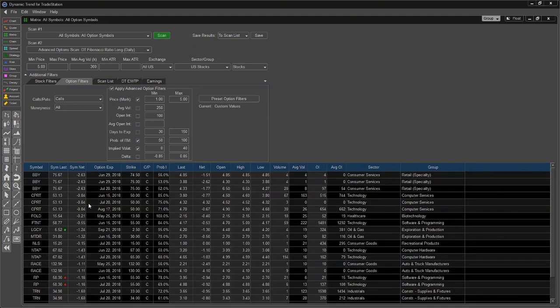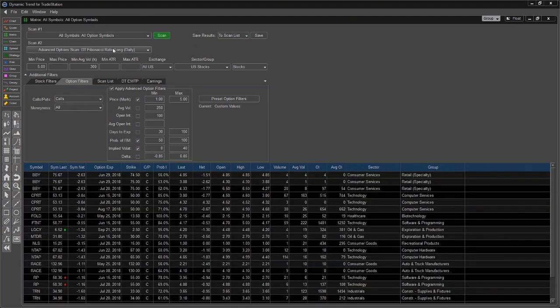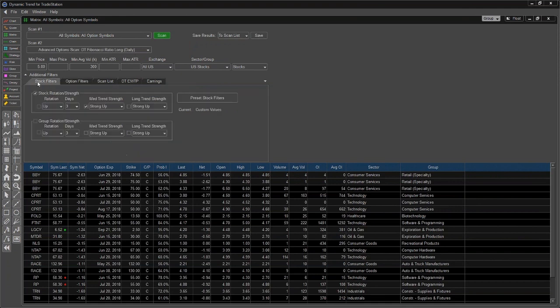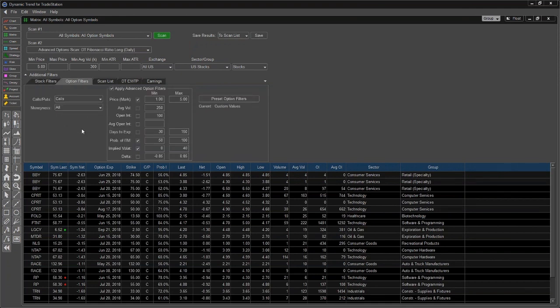And so now I have a list of symbols that are in a DT Fibonacci ratio long daily where the stock is in a strong group and the options for those particular symbols are priced between $1 and $5, that have a probability of being in the money greater than 50% and have an implied volatility of no more than 40%. That's how we can do that. That's how quickly we can.